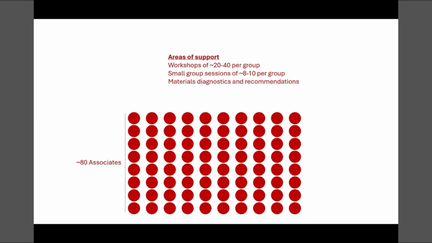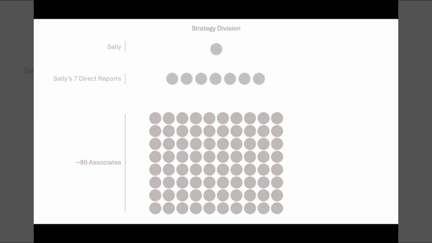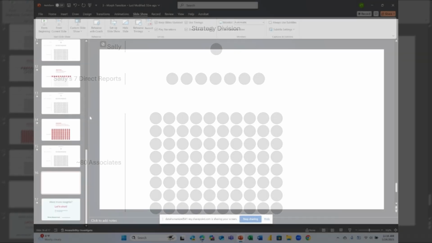It's helping them understand what materials they produce and giving some recommendations around that. And so anyway, you get the idea. But I'm using Morph to make those circles transition between each slide. And this was a really effective way for me to show Sally how I could help her and her team build that muscle throughout her organization. So if you want to see how you can actually build that, let's take a look at the next slide.